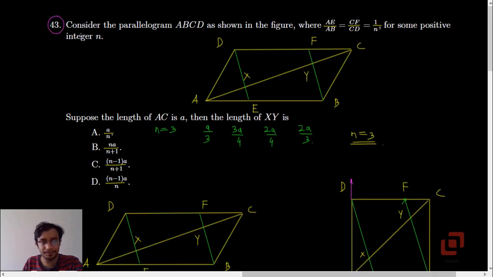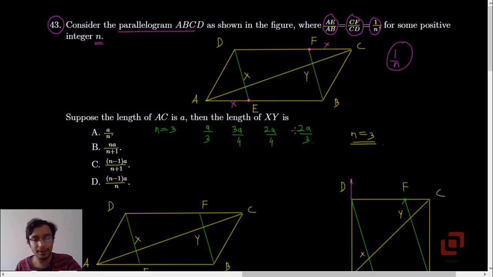Question number 43. Consider the parallelogram ABCD as shown in the figure, where AE upon AB equals CF upon CD equals 1 upon n for some positive integer n. Now let's locate points E and F. E is on AB and F is on CD. And CF upon CD, that means this upon the entire side of the parallelogram, that ratio is equal to AE upon AB, the whole side of the parallelogram, and that ratio is 1 upon n for some positive integer n.